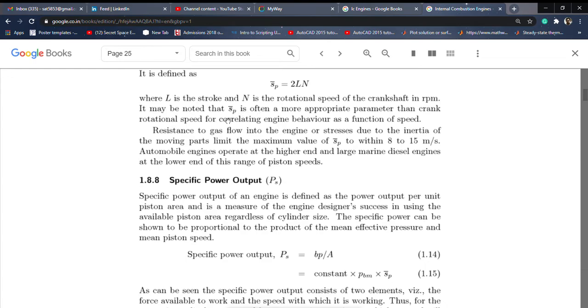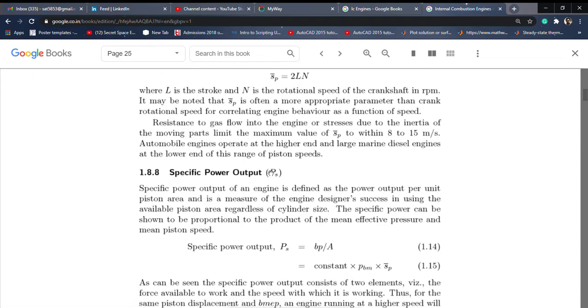It may be noted that piston speed is often a more appropriate parameter than crank rotational speed for correlating engine behavior as a function of speed. Resistance to gas flow into the engine or stresses due to the inertia of the moving parts limit the maximum value of piston speed to within 8 to 15 meters per second, although engines operate at a higher end and large marine diesel engines at the lower end of this range of piston speed.